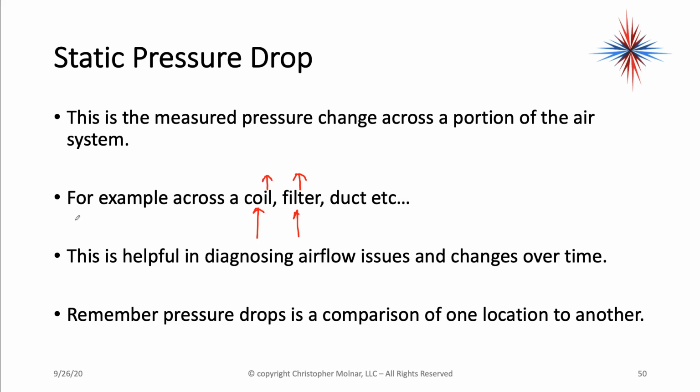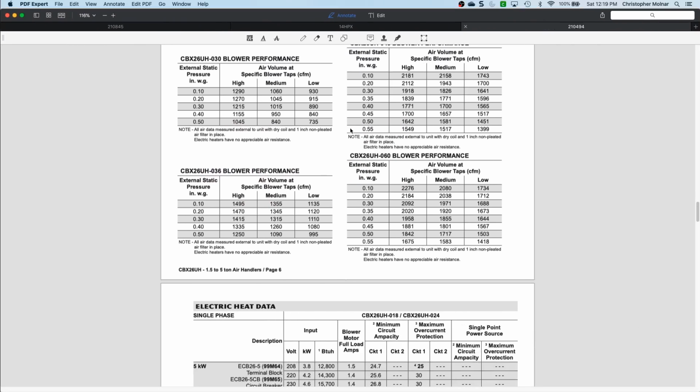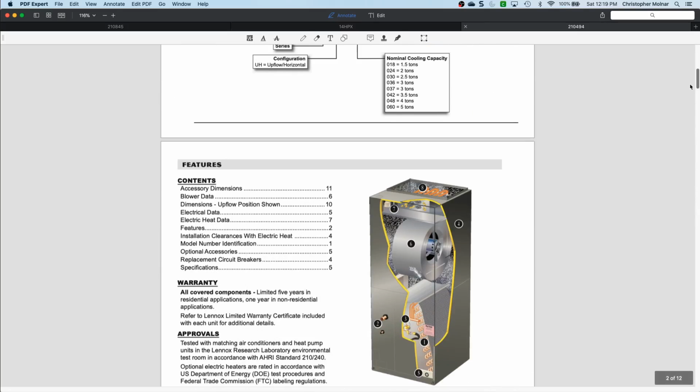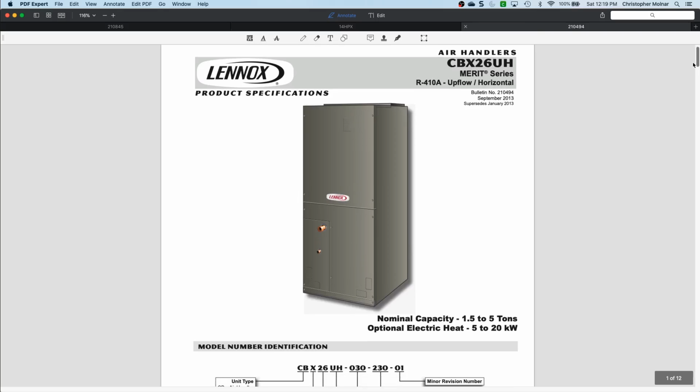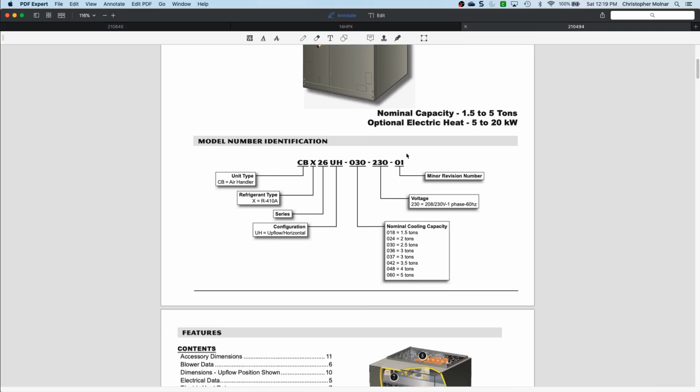Now, before I wrap up the video, I want to show you a couple things on the manual. So I want to drag a manual over here. This happens to be the Lennox manual found for the air handler I was looking at. This is the product specifications. It tells you how to read the model numbers.